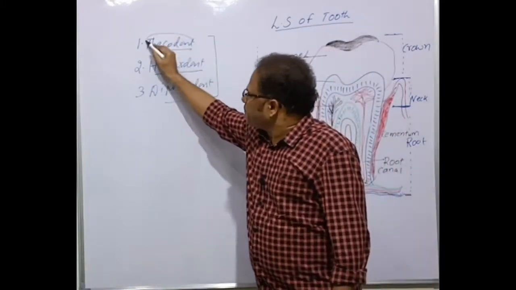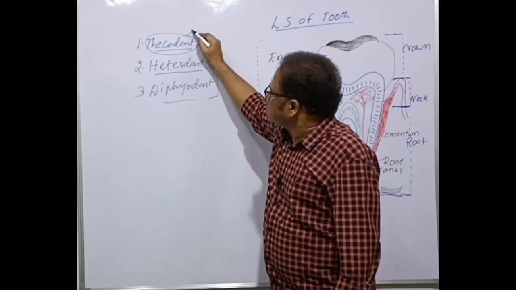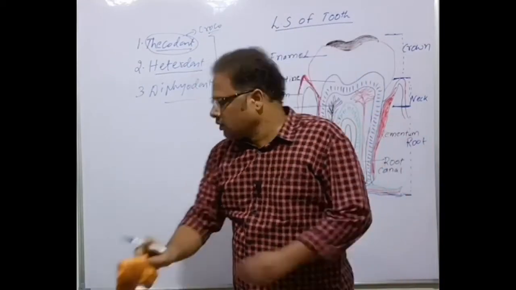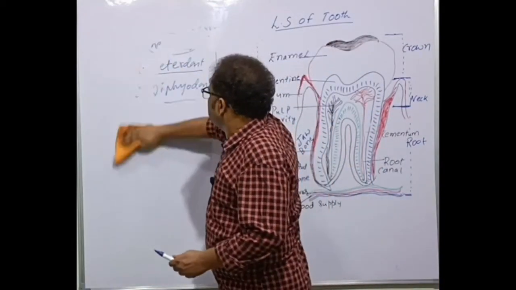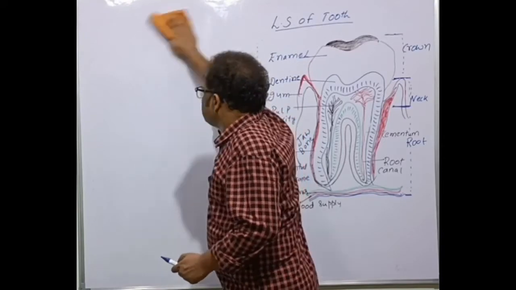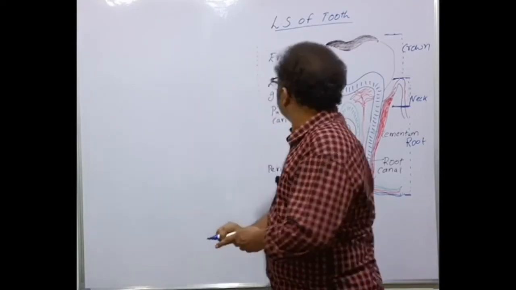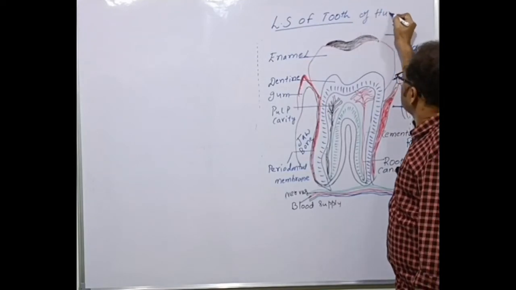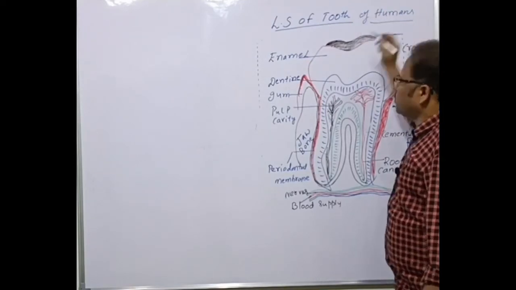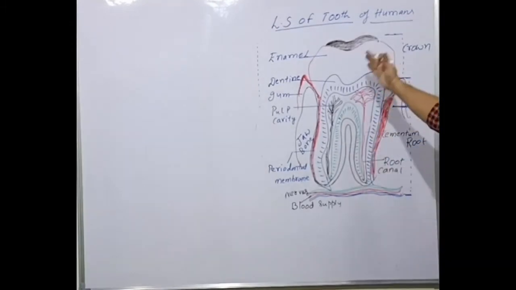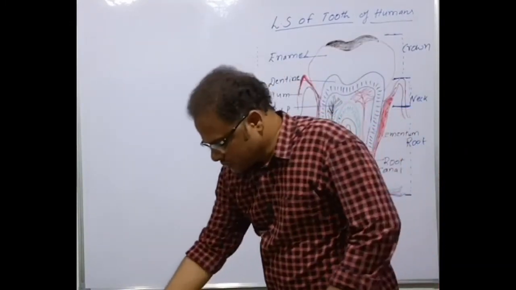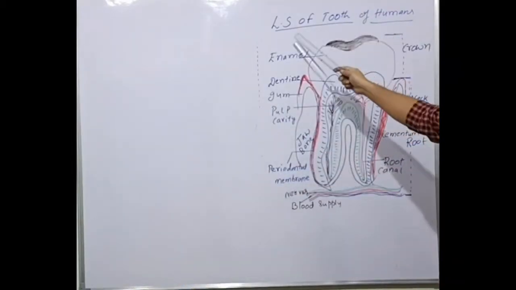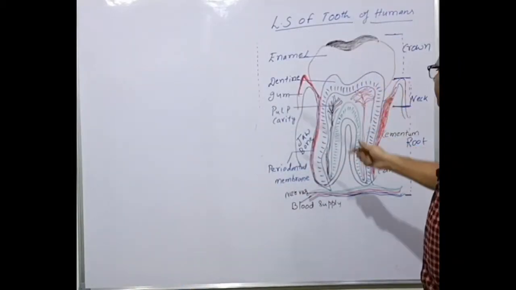Thecodont dentition is present not only in the mammals but also in crocodiles. Okay, students, so this is the type of teeth present in human beings. Now let's discuss the structure of tooth, meaning the structure of the tooth of humans. This is the structure of the tooth of humans.